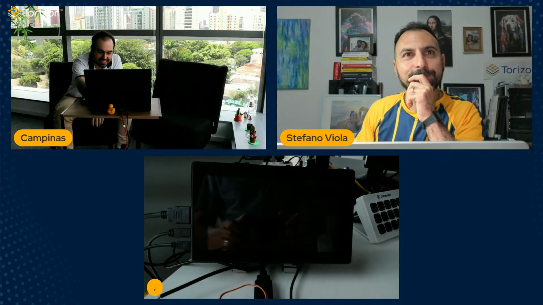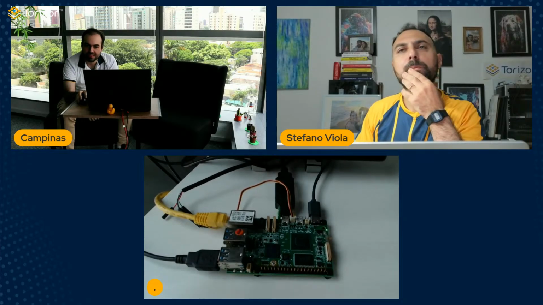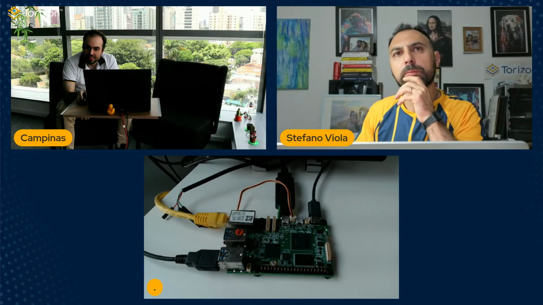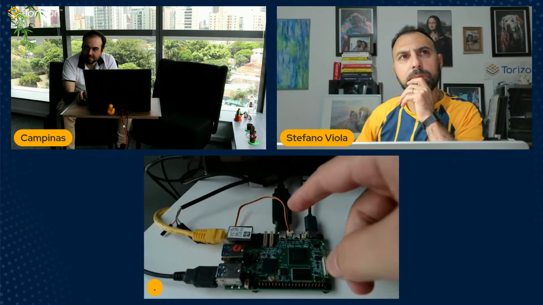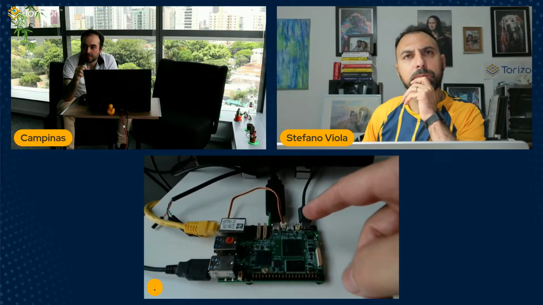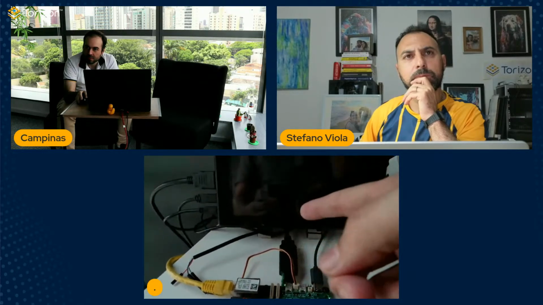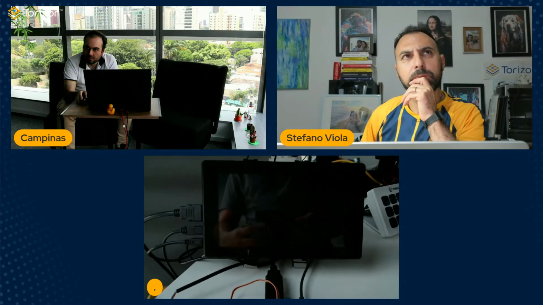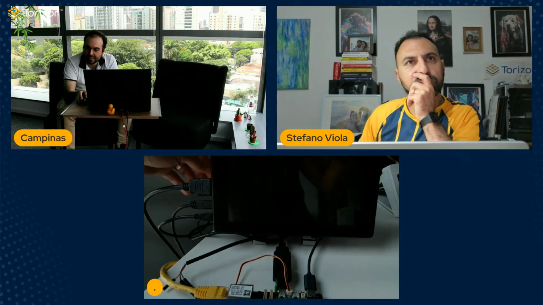So here I have the beautiful Luna, right? You can see it's like a Raspberry Pi, with the same form factor, the same pinout, and so on. It's connected here on the micro HDMI, and also powered through USB. I have an Ethernet and a USB for the touch of the screen. This is the screen here.